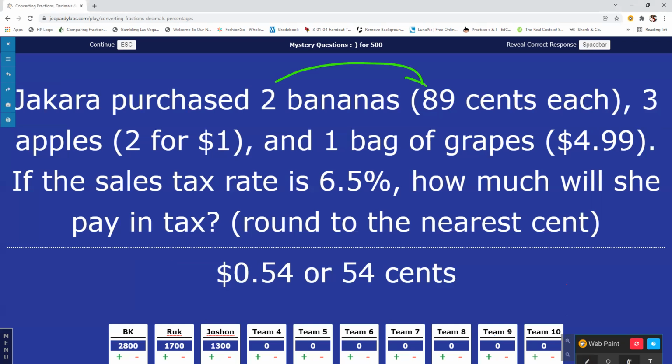So I know I have 2 bananas at 89 cents, so I need to rewrite that in the proper form. 89 cents. We have 3 apples, which are 2 for $1. If apples are 2 for $1, then 1 apple is going to be 50 cents. Then 1 bag of grapes for $4.99. For 2 bananas at 89 cents, we're saying 2 times 89 cents, which gives us $1.78. That's for the bananas. We have 3 apples, which are 50 cents each, so that's going to be $1.50. And then our grapes for $4.99. If we add all those values together, that's going to tell us what her total is before tax. So $6.49.